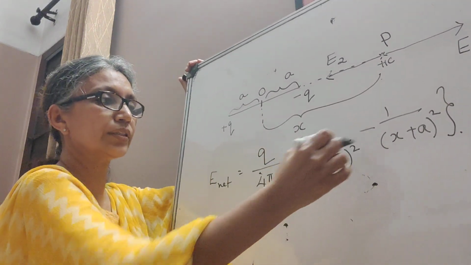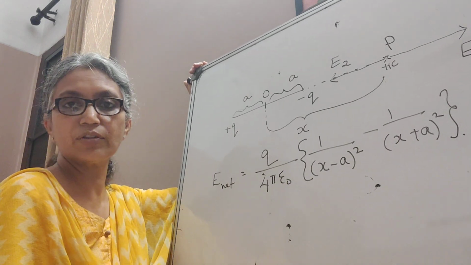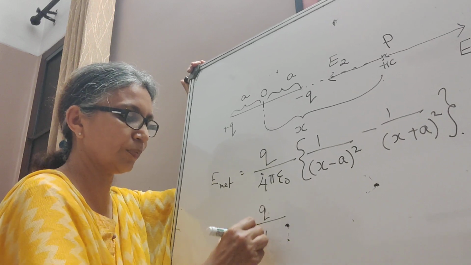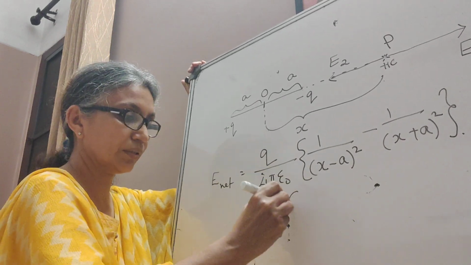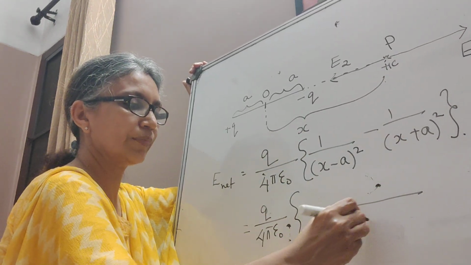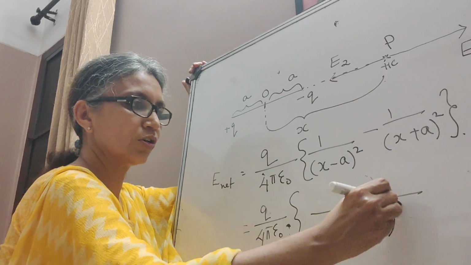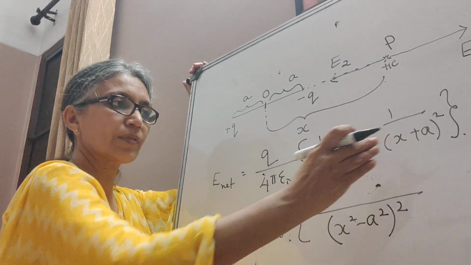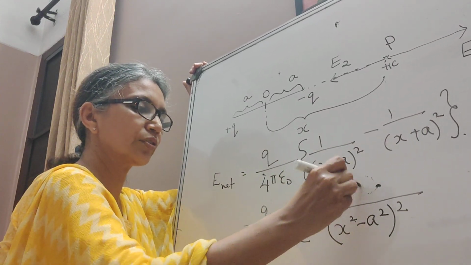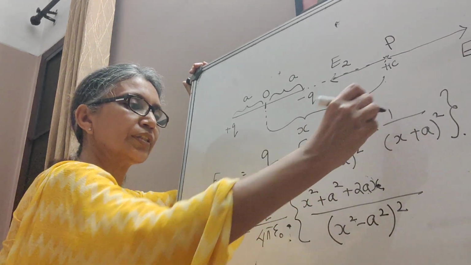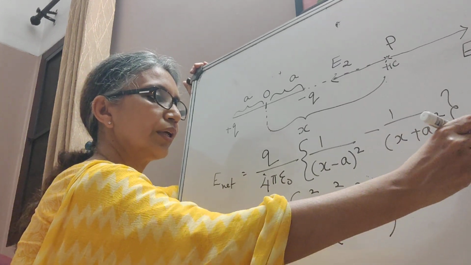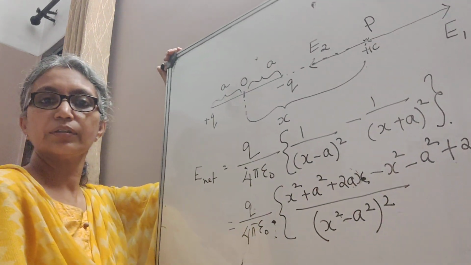Then, this is a plus b into a minus b, so that will be a square minus b square. I'll cross multiply, so we have q by 4 pi epsilon 0 bracket. In the denominator, a minus b into a plus b will be x square minus a square the whole square, because there's a whole square here. Then if I take this side, it will be x square plus a square plus 2ax. And this, if I take here, it will be minus x square minus a square plus 2ax. Is that clear?